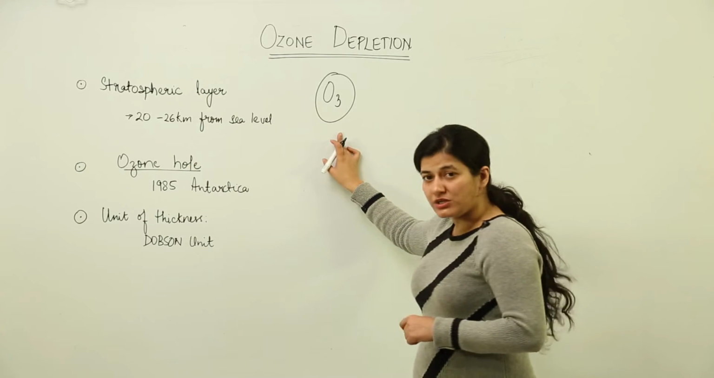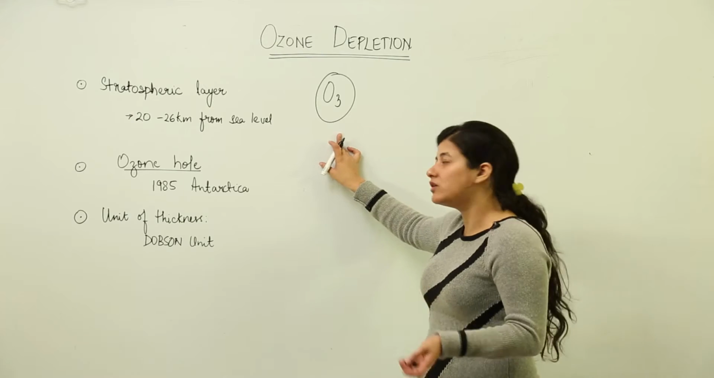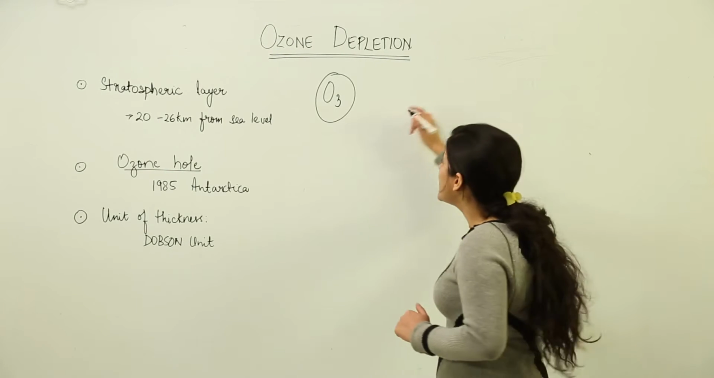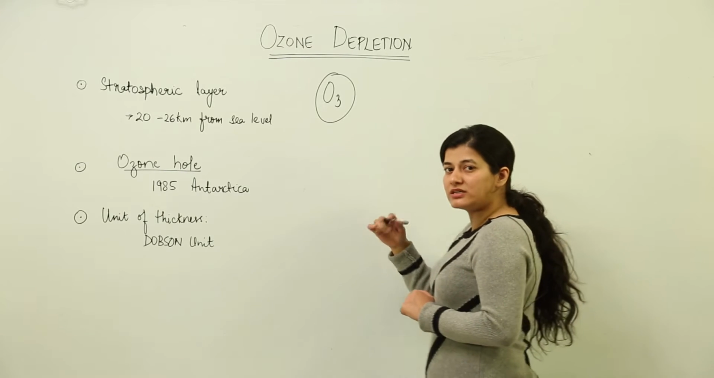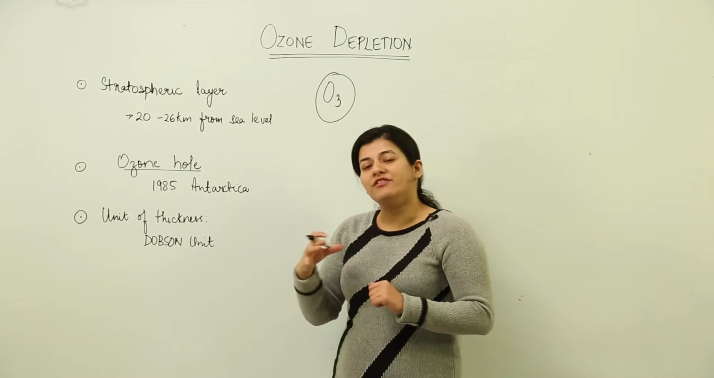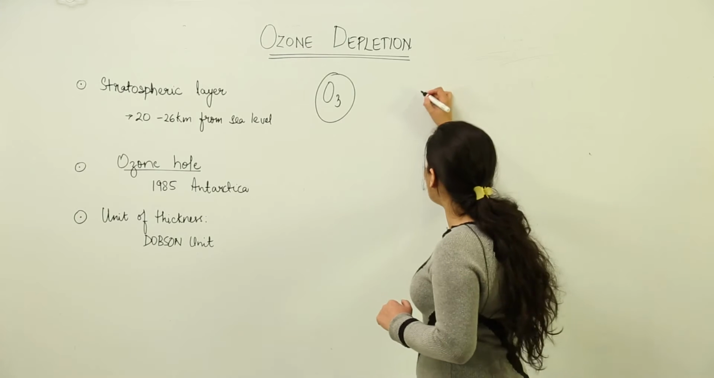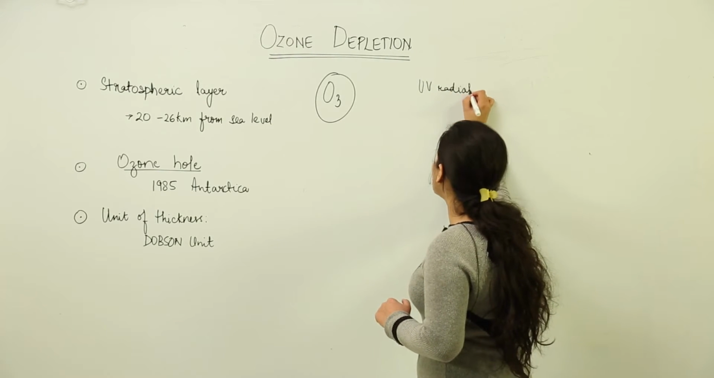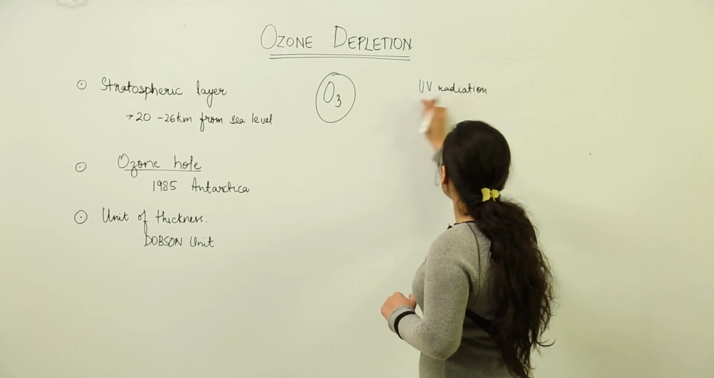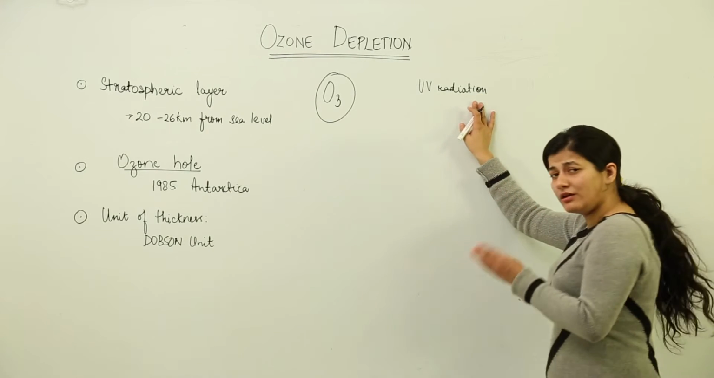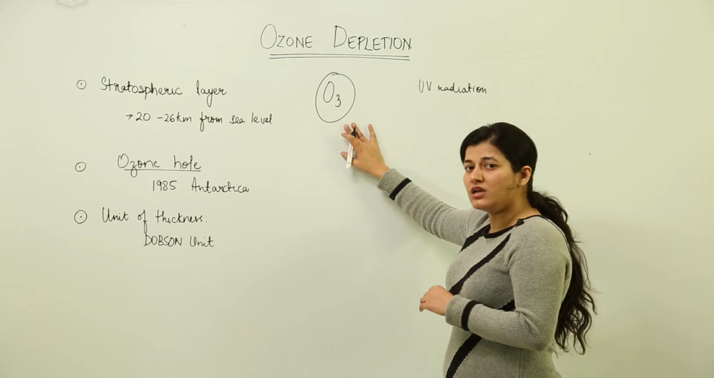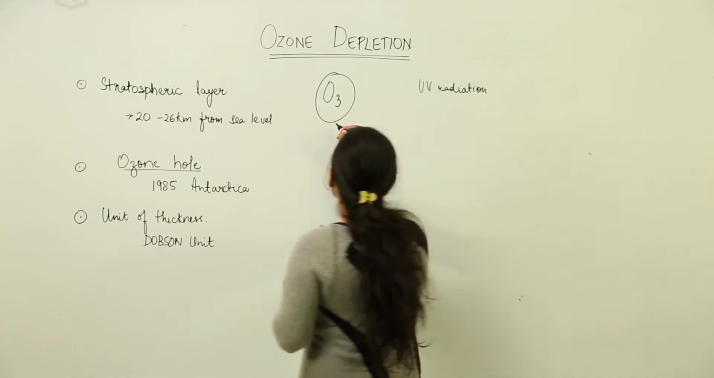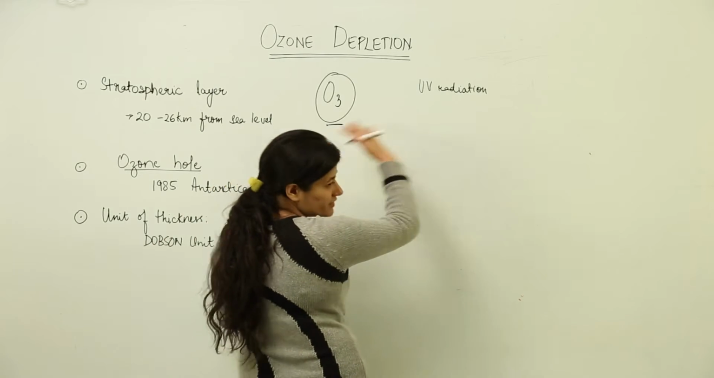This ozone sheet helps all the living organisms on earth. How? Because the sunlight is not simply the sunlight that you see, it has many components, out of which one harmful component is UV radiation. If it directly falls on our skin or on earth's surface without passing through this O3, it is going to create many problems, like skin cancer is one of them.